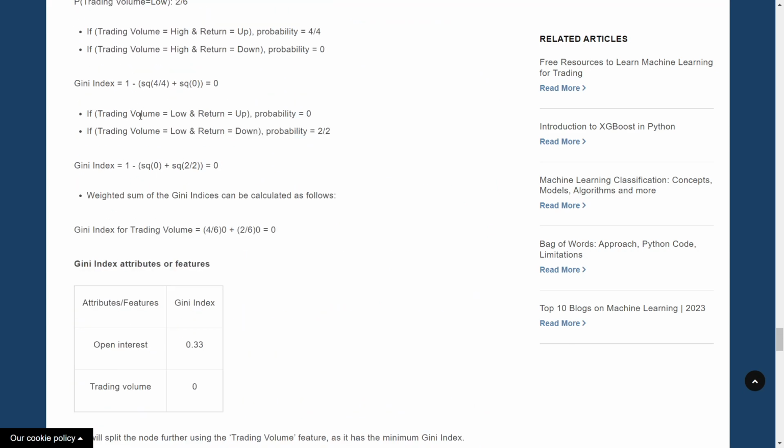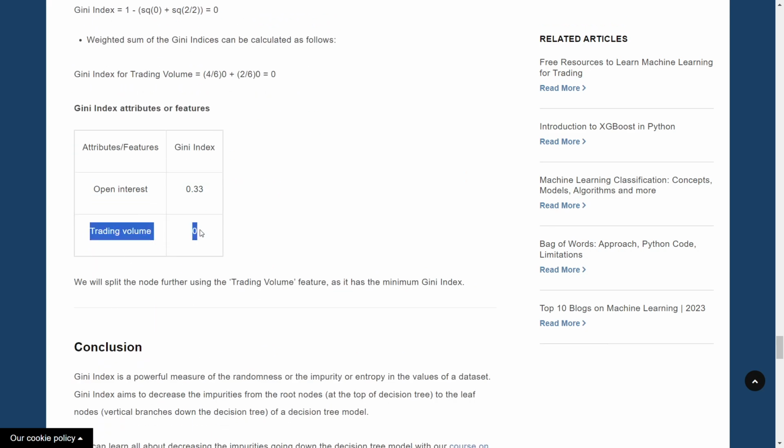Right, so first we chose that, then we had to calculate Gini values for trading volume and open interest. So I think in this case, we'll go with the trading volume, and then finally we'll divide on the basis of open interest.